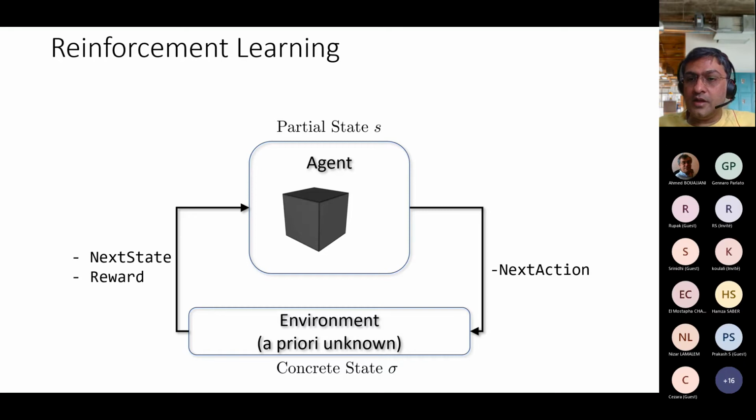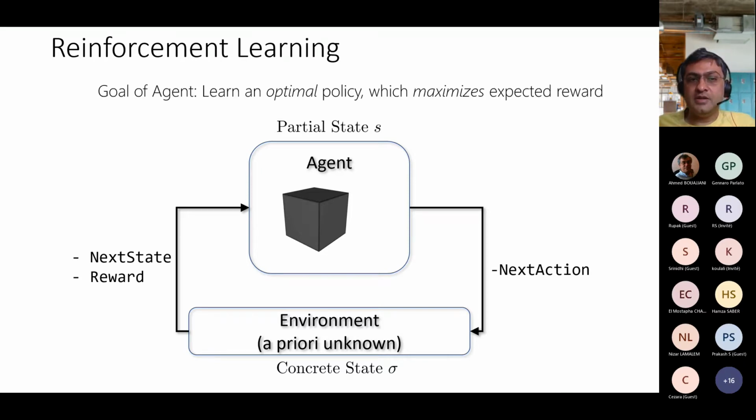So the goal of the agent is to learn an optimal policy. It has to learn how to select these actions in a way that maximizes expected reward. Okay, so that's reinforcement learning.